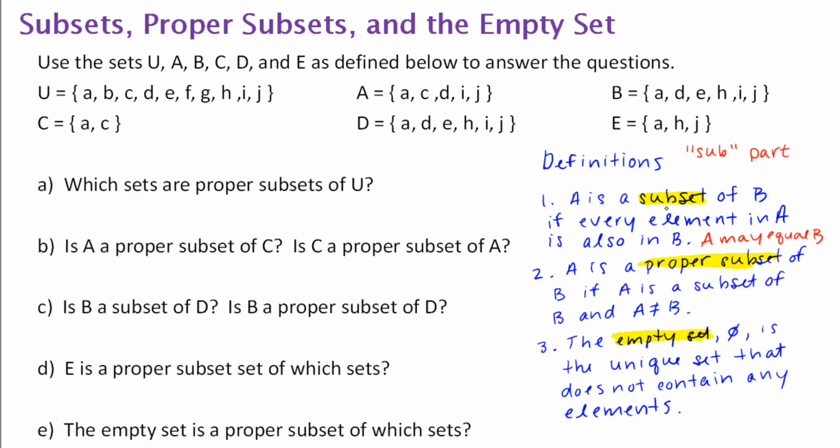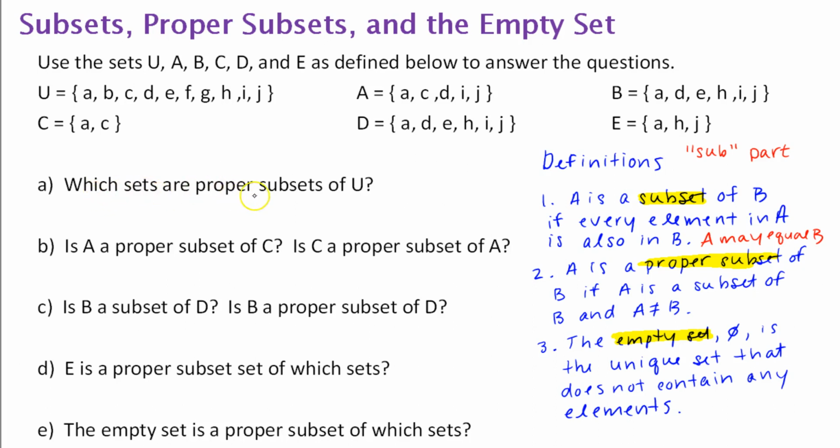And then finally, the empty set, which we use this symbol, a 0 with a slash through it, is the unique set that does not contain any elements. So the empty set is kind of like the 0 of sets. The number of elements in it is 0. And we say there's one such set, and we call it the empty set. So let's look at our first question.